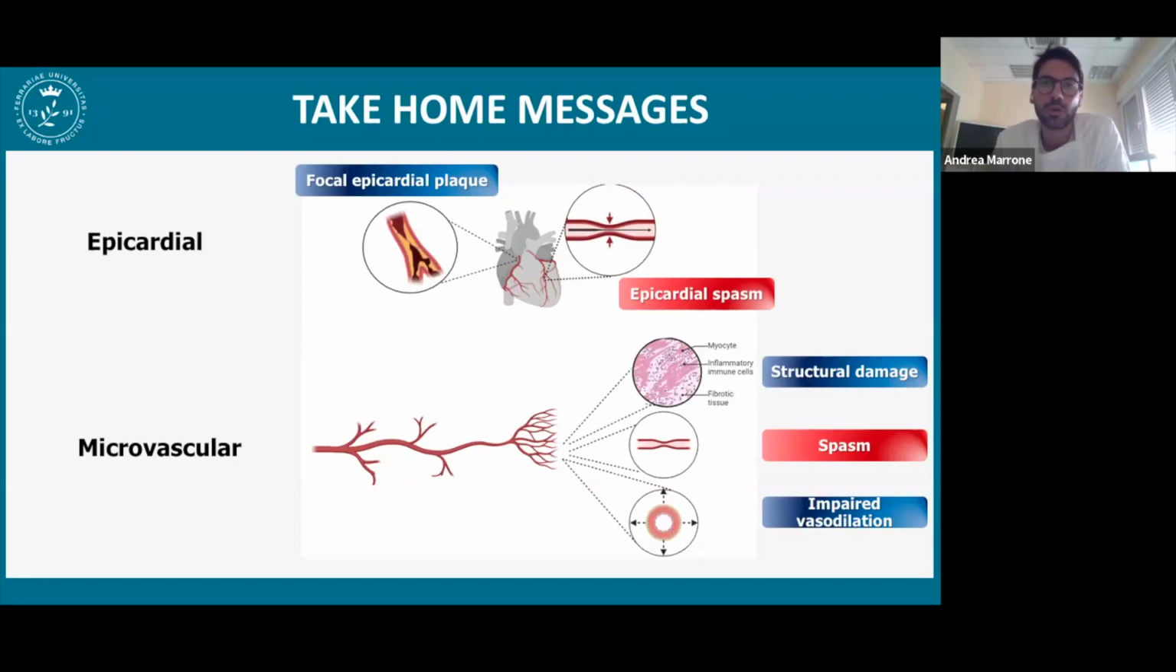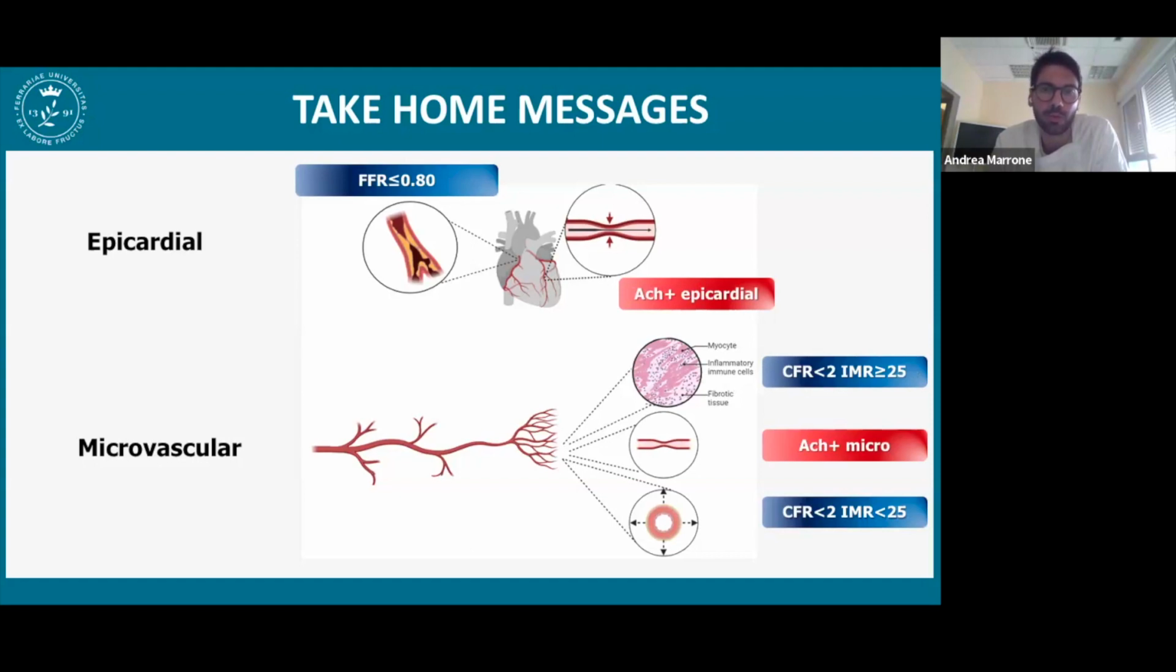Because, of course, both the epicardial and microvascular disease can have spasm, can have structural damage, can have impaired vasodilation. And it's really important to understand what the exact pathophysiological mechanism underlying the condition is, because for each of them we have a different therapeutic option, and by being able to give some therapies, the patient can improve his symptoms, improving his quality of life, and of course, we can provide the patient with a better prognosis.